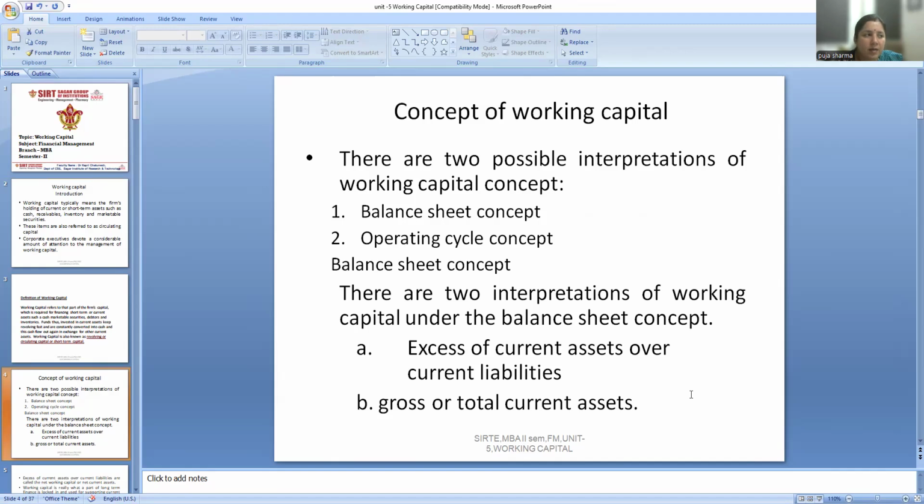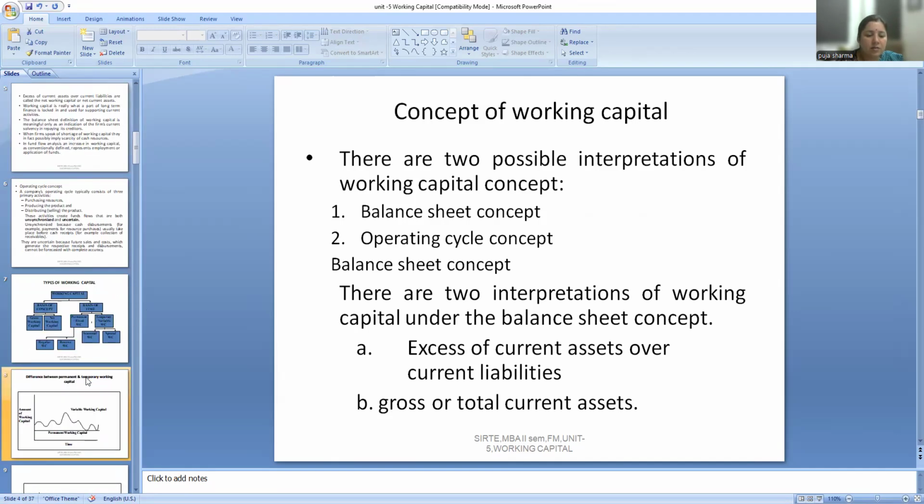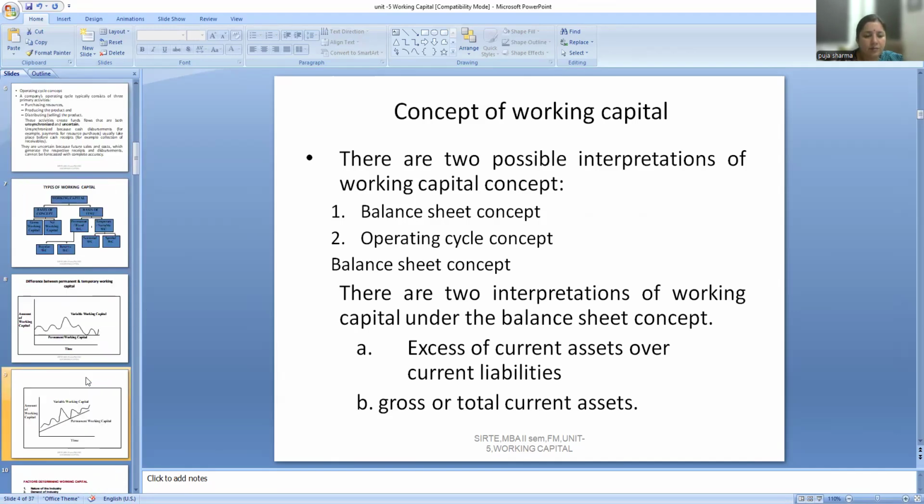The operating cycle method is the second method which is used by the company for calculating the period in which the cash is converted again into cash. So here we can see the cycle of the current assets.